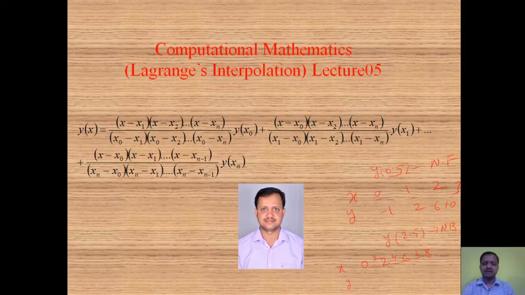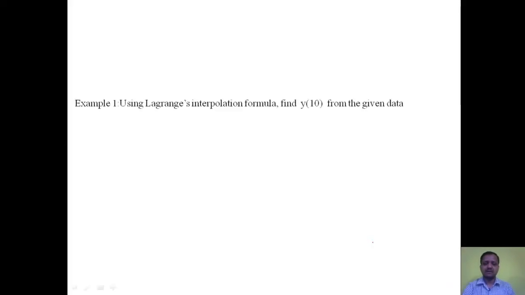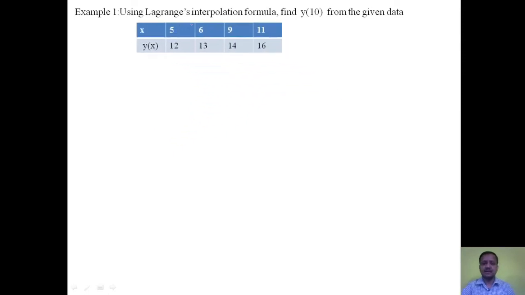Here we are not deriving the formula, we are directly using it. So example 1: use Lagrange's interpolation formula to find y of 10 from the given data. Here x data is 5, 6, spacing is 1; 6, 9, spacing is 3. Means the given data is unequally spaced. So we assume these as x0, x1, x2, x3, and the corresponding data is y0, y1, y2, y3. So here 4 terms are there, so you will get the formula in 4 terms.